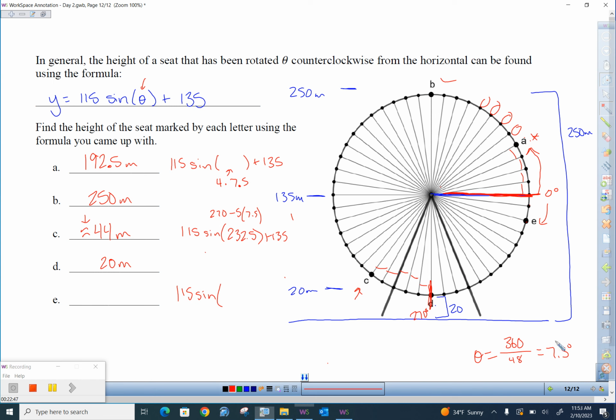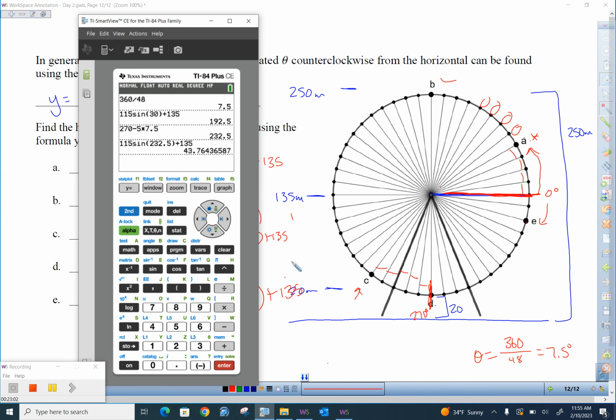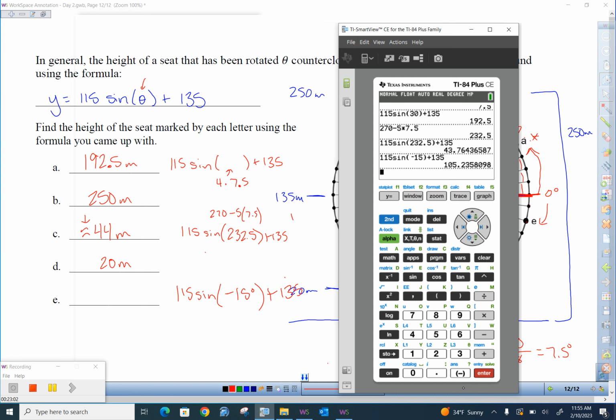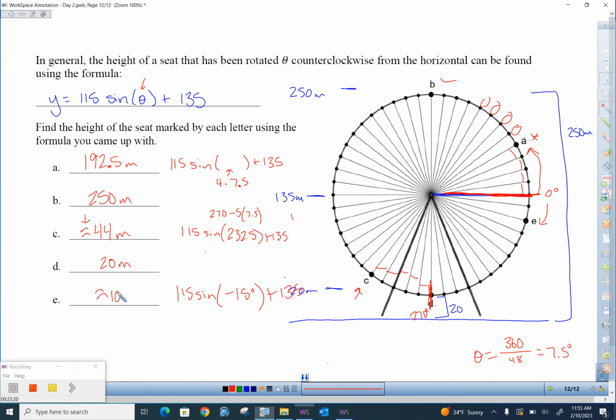And 2 sections is worth 15 degrees, so you can also do a negative angle of negative 15 degrees and get the same value. Since you probably didn't do that, I'm just going to show you, type mine in, and you can compare it to yours. So 115 sine negative 15, and plus that 135. And it's about 105 meters, which is reasonable for this spot because it's pretty dang close to that 135.